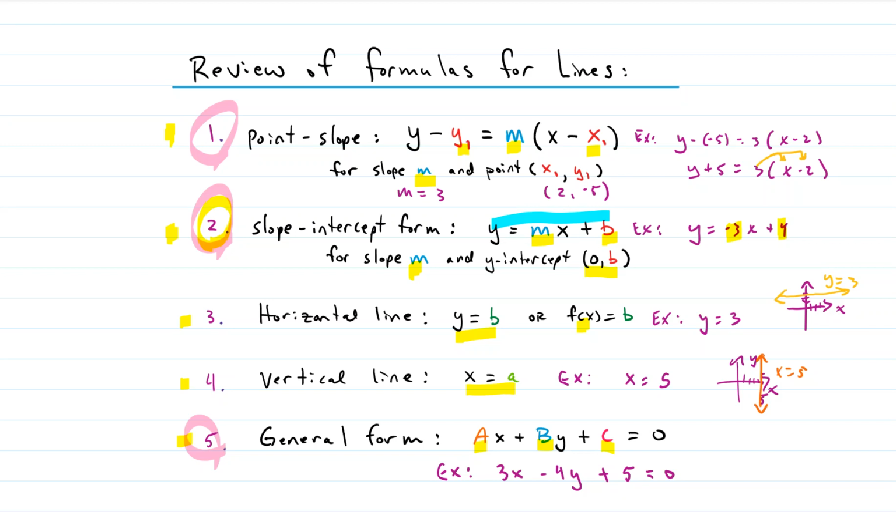So if you have number 5 and you want to get to number 2, for example, you would just solve for y. If you had number 1 and you were in the form that I show you here, that I just circled in pink, and you wanted to get to 5, you would just simplify and then take everything to the left side of the equation and have 0 on the right, and you'd be in general form.